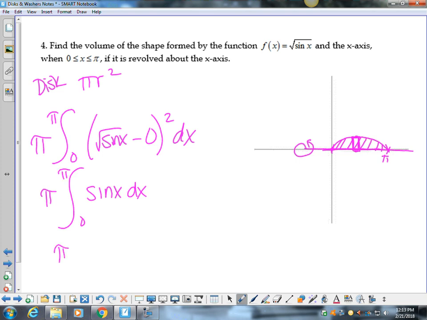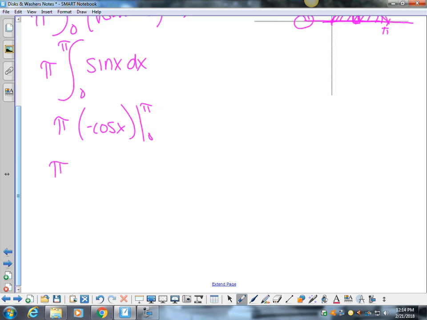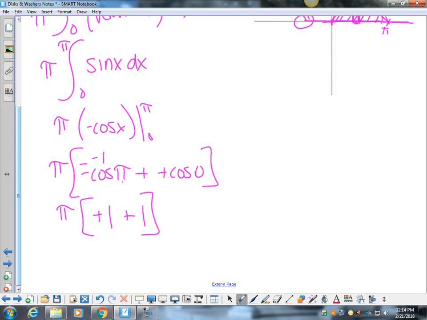Take the integral, that would give me negative cosine. So negative cosine of pi minus a negative cosine of 0. Cosine of pi is 1, so negative 1. I'm going to go ahead and make that a plus. And cosine of 0 is 1. Nope. Cosine of pi is a negative 1. So a negative 1 would be a positive 1. Sorry. And then that would give you 2 pi.